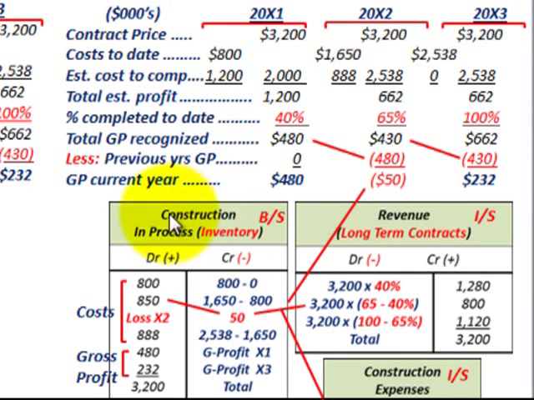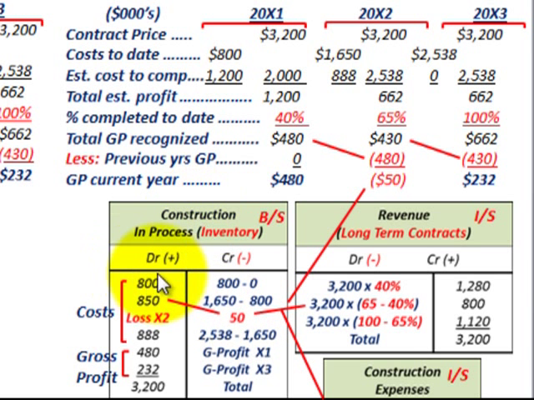So first, for our construction in process account, going through our costs. If we went up here to our chart where we had our calculations, our costs for the first year, 20x1, cost to date, we would have accumulated 800, no previous costs. And then for the year 20x2, well, we had the 1,650 minus 800 that we recognized earlier. That gives us 850. And then of course our loss in 20x2 that we absorb, and we reduce our construction in process by that amount.